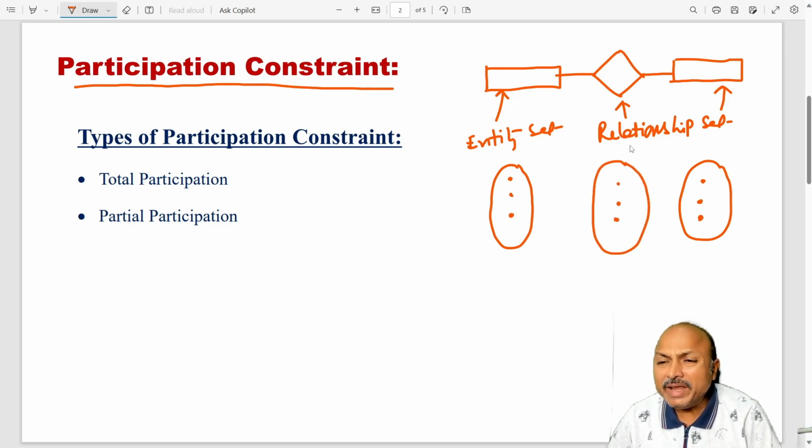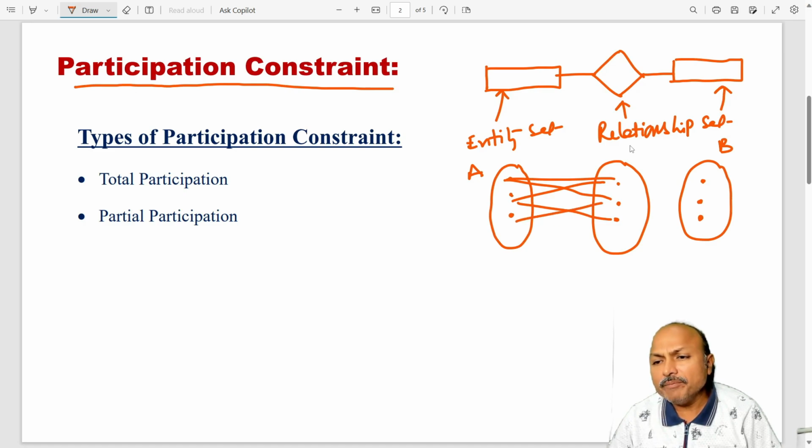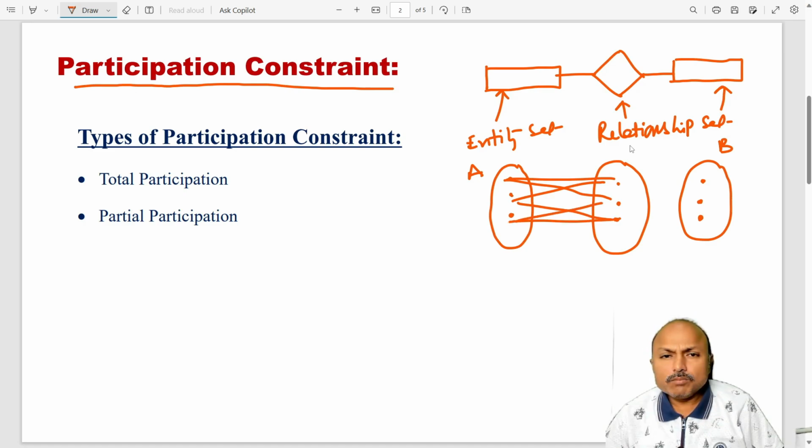That means, suppose this is entity set A and entity set B, the participation constraint will tell us how many entities participate in this relationship. The name itself indicates how many entities participate with the relationship. Am I right? So here we are going to see there are two types of participation constraints.